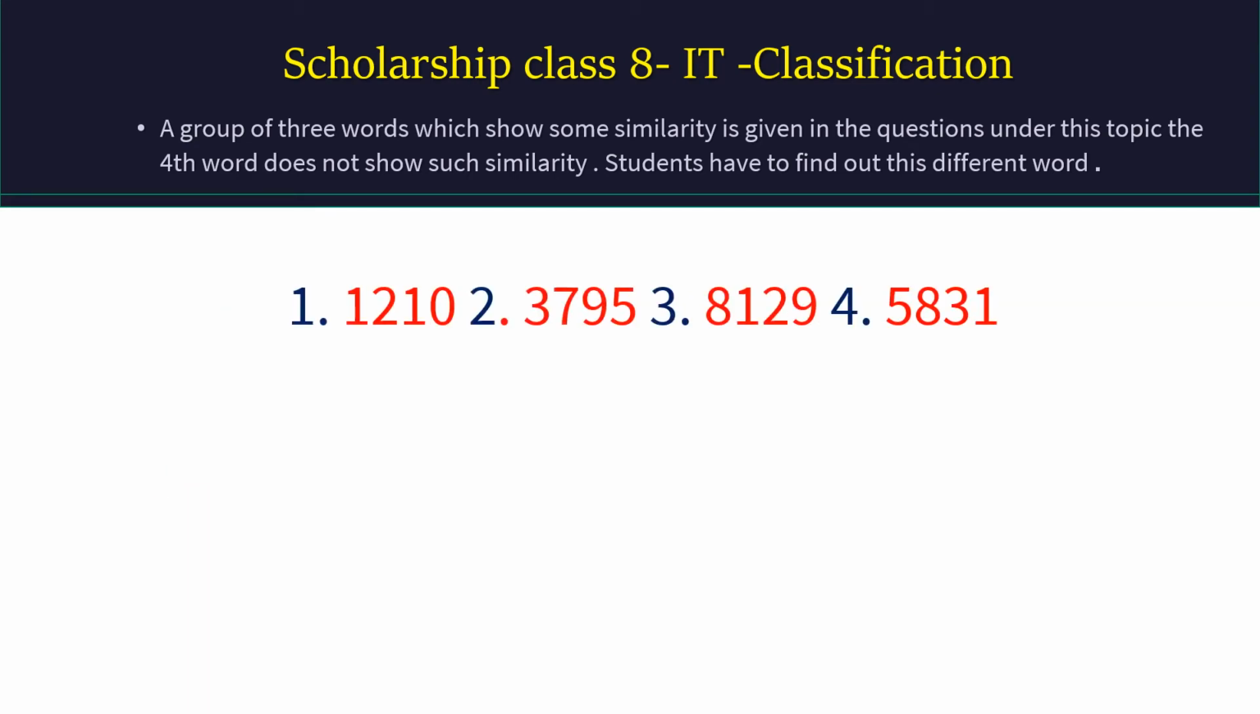Let me go ahead. Again, numbers. You are asked to find the odd man out. These are not appearing like squares and all. This is something different. The numbers are 1210, 3795, 8129 and 5831. You are asked to find the odd man out.